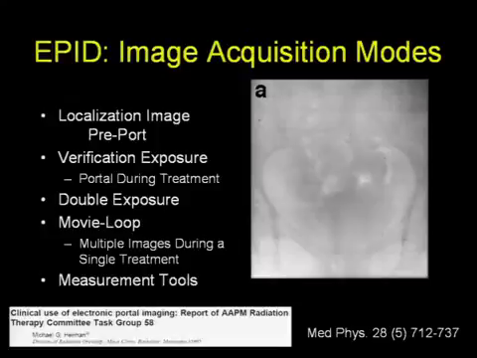There are double exposure and movie loop facilities to help us do our work, as well as some measurement tools. However, this has been addressed in the AAPM Task Group 58 report that is freely available and downloadable from the AAPM website.